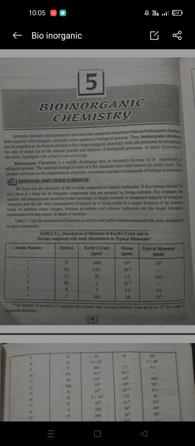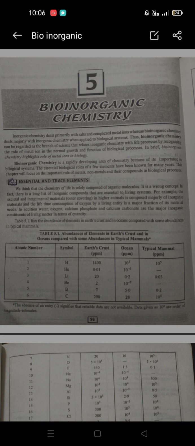Inorganic chemistry deals primarily with salts and complex metal ions, whereas bioinorganic chemistry deals majorly with inorganic chemistry when applied to biological systems. Thus, bioinorganic chemistry can be regarded as a branch of science that relates inorganic chemistry with life processes by recognizing the role of metal ions in the normal growth and function of biological processes. In brief, bioinorganic chemistry highlights the role of metal ions in biology.